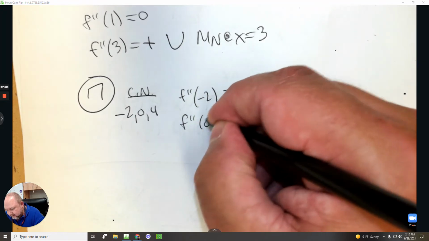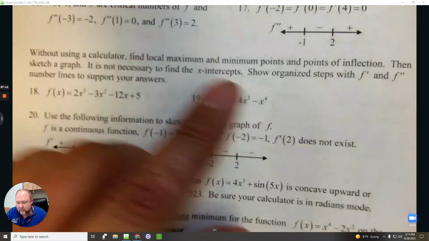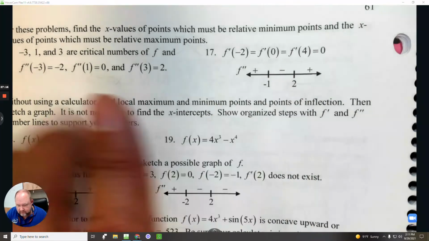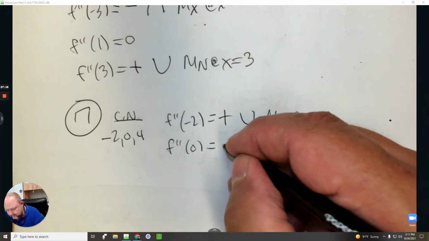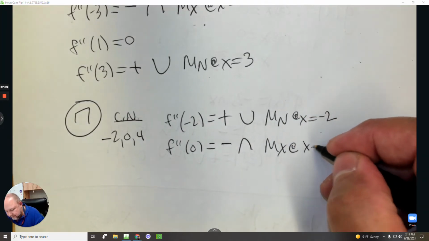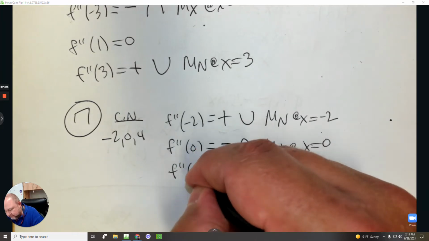When I look at the second derivative at 0, where is 0 here? It's in the middle of the number line. It's negative where it is on the number line. That's a maximum at x equals 0. And then the last one is at 4.